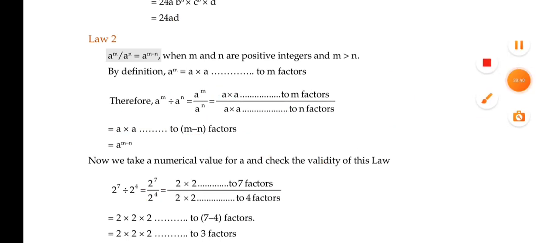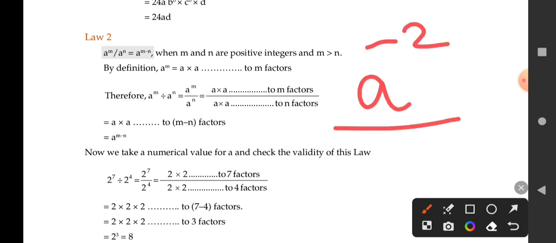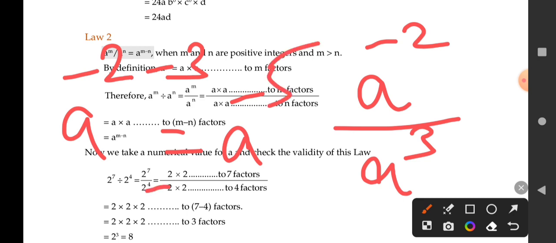So what if m is negative and n is positive? Again, with different numbers, smaller numbers, a power minus 2 and a power 3. You get a power minus 2 minus 3, same, a power minus 5. 1 divided by a power 5.